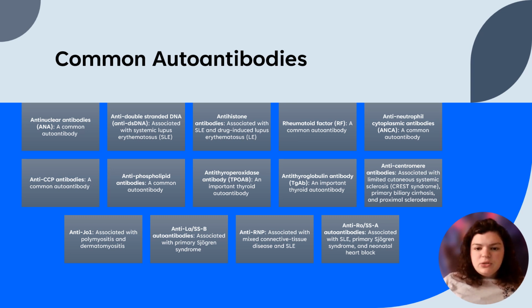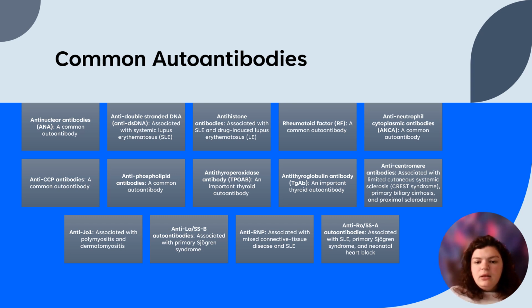Rheumatoid factor, anti-neutrophil cytoplasmic antibodies, anti-CCP, anti-phospholipid antibodies, anti-thyroperoxidase antibody, antithyroglobulin. Anti-centromere is associated with limited cutaneous systemic sclerosis, primary biliary cirrhosis, and proximal scleroderma. The anti-Jo-1 is associated with polymyositis and dermatomyositis. Anti-La/SSB is associated with Sjogren's syndrome. Anti-RNP is associated with mixed connective tissue disease and SLE. Anti-Ro/SSA is associated with SLE, primary Sjogren's syndrome, and neonatal heart block.